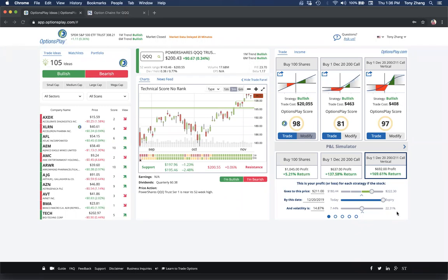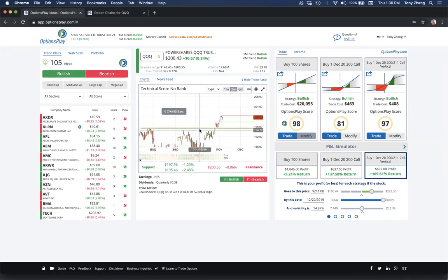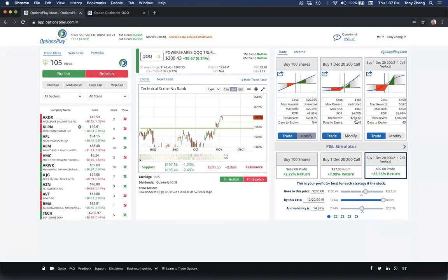And what you can see here is that the Qs recently broke above this big resistance level at 195. I expect it to maybe consolidate a little before we start to make that move to the upside. But as you can see here, let's say we get a modest move to 205 on the Qs. Because you're paying $4.63 on the call, your break-even price on the stock is 204.63. So if the stock goes up to 205, you barely make a profit.